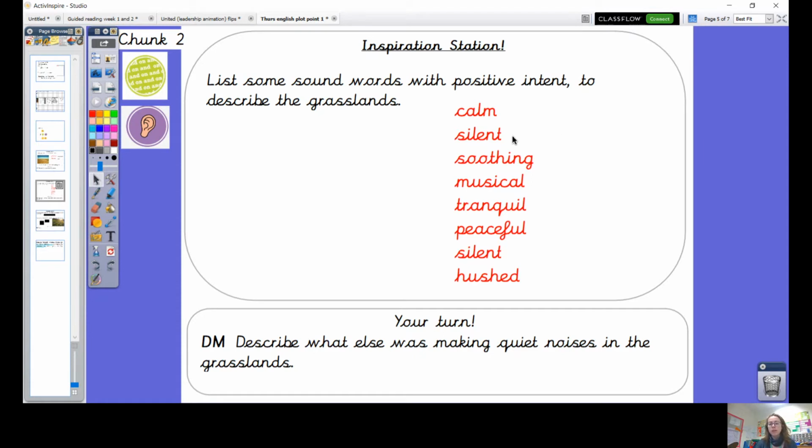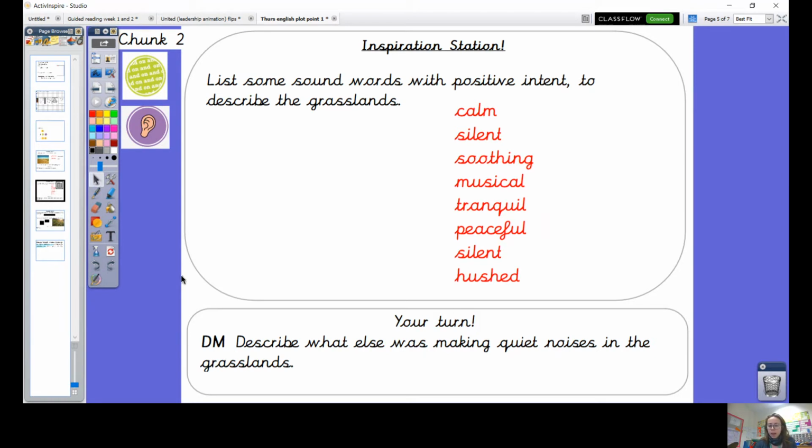So we've got calm, silent, soothing. I put musical down. That's almost like the birds are singing, and sometimes they can be quite a nice musical sort of sound, can't it? Tranquil, that means relaxing. Peaceful, I got silent twice, never mind. And hush, that means sort of a very low buzz or a very quiet sort of sound. So yeah, do that now.